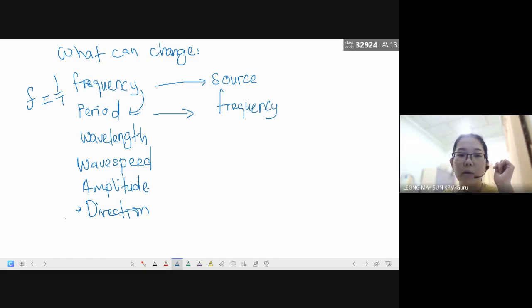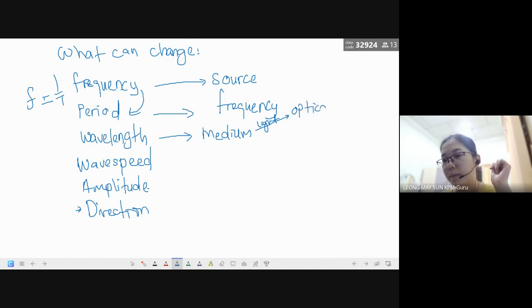Okay, so what will cause wavelength to change? The medium that it is propagating in. If we are talking about light, then it will be the optical density. Those who have already learned chapter 6. If we are talking about water wave, then the one that will change it is the depth of the water.